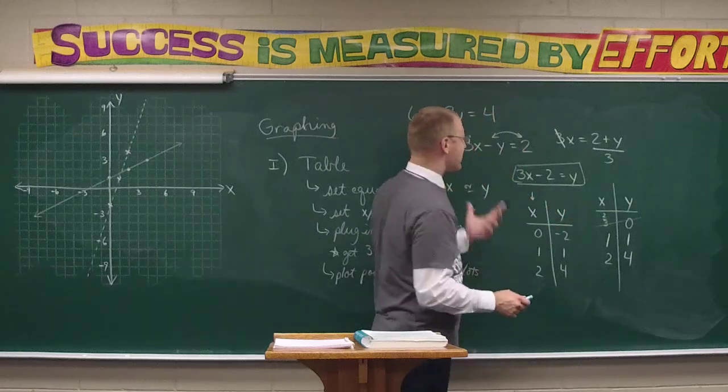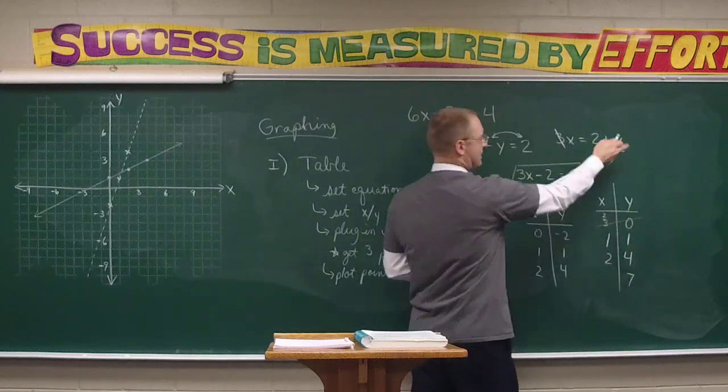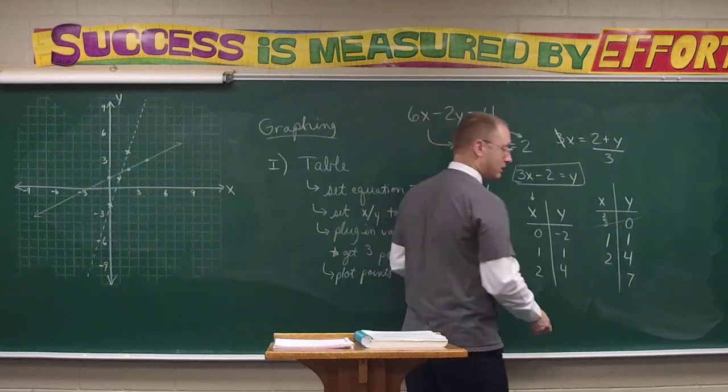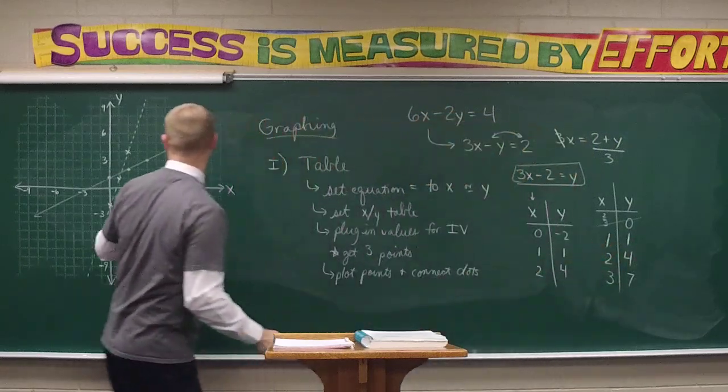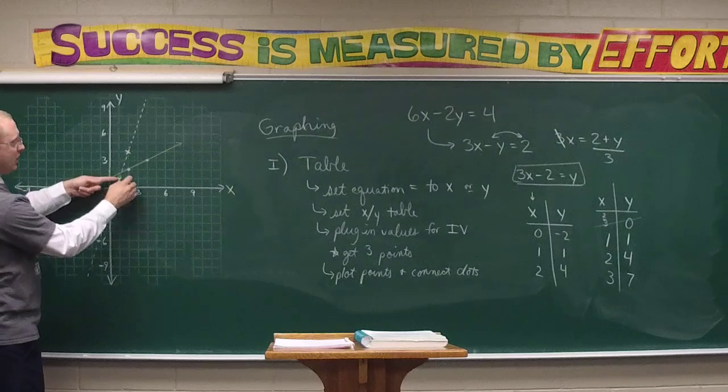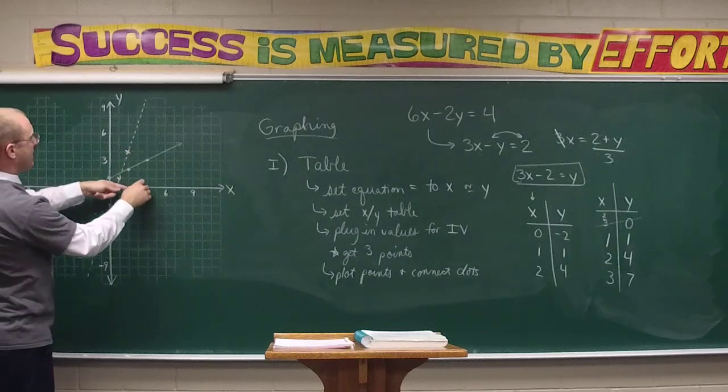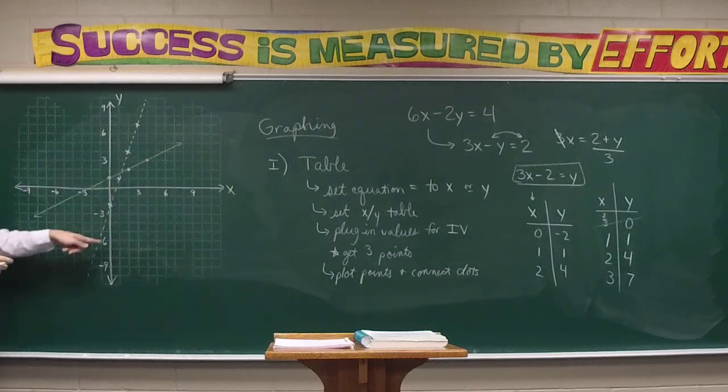A 7, I guess I've got room to plot. I could do a 7. 7 plus 2 is 9 divided by 3? 3. And those points would be in the same points, right? 1, 1 is already here, 2, 4 is already here, and then 3, 7 would also be on that same line. So you could have gotten the same line that way as well.